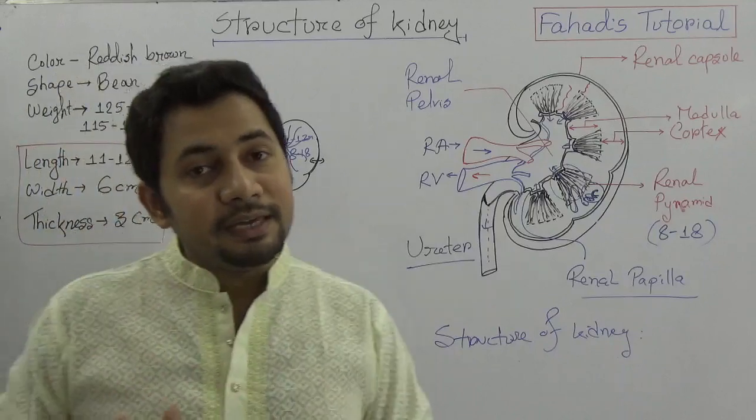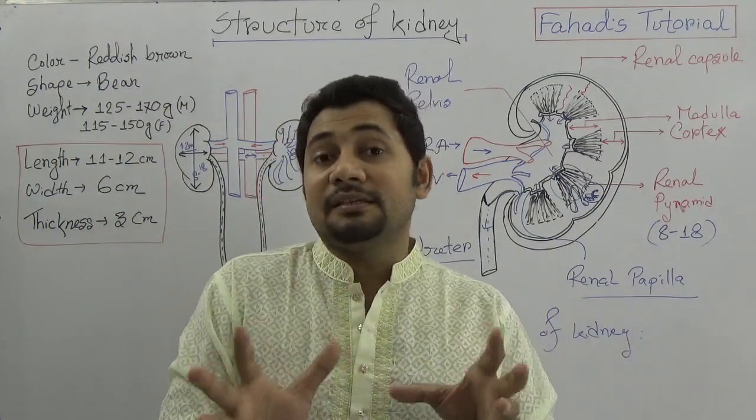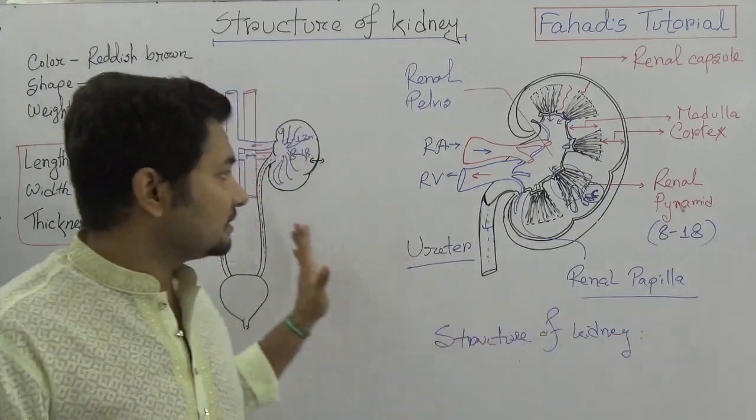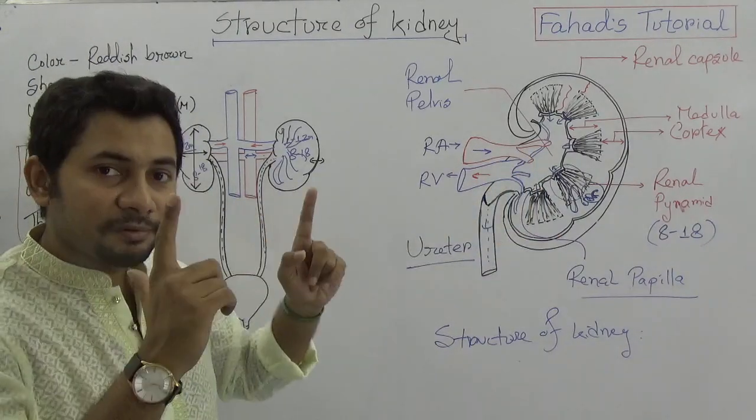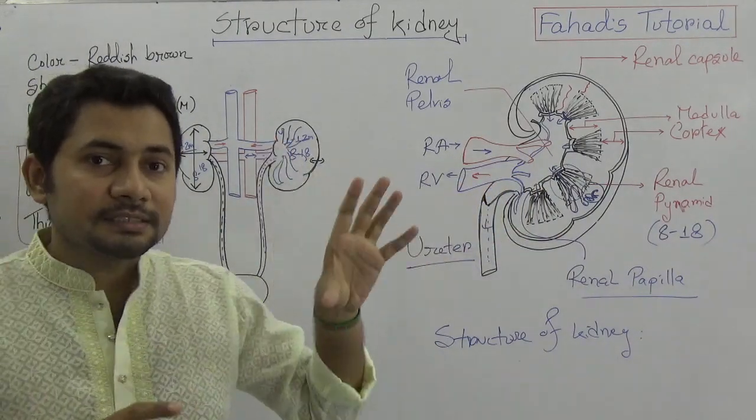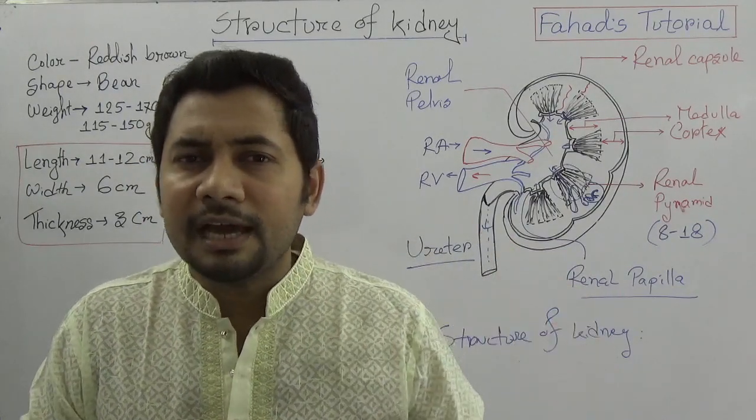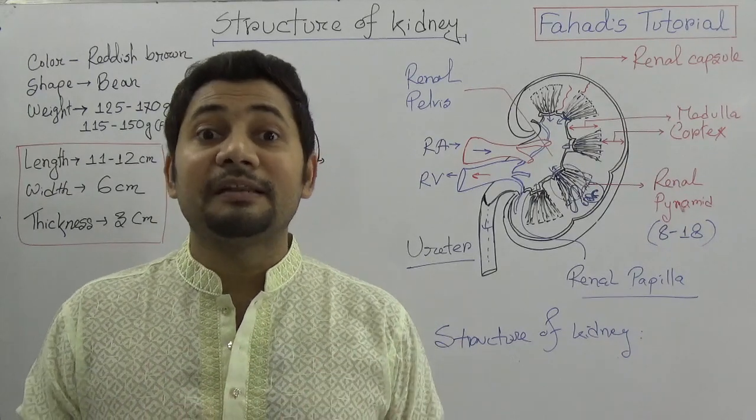In case of the excretory system, in both male and female, things are similar. And whenever you study about the kidney, try to memorize the figures. What is the capsule, what is the papilla, what is the pyramid, what is the hilum, what is the ureter. All these things are very, very essential.